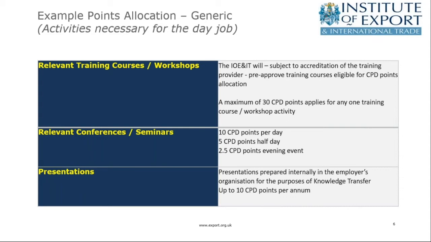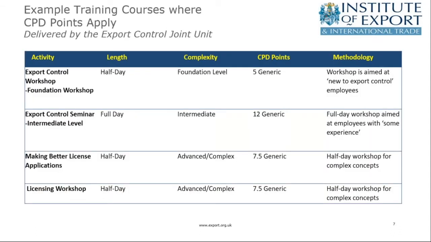You can also claim for conferences and seminars. So that, for example, could be 10 CPD points per day for a conference or seminar, 5 CPD points for half a day, and then 2.5 CPD points for an evening event. So those are relevant conferences and seminars linked to the actual day job. And if you are providing presentations as part of your own organization for knowledge transfer, you can claim up to 10 CPD points per annum. But if we move on to the next slide, we'll look at some specific examples here.